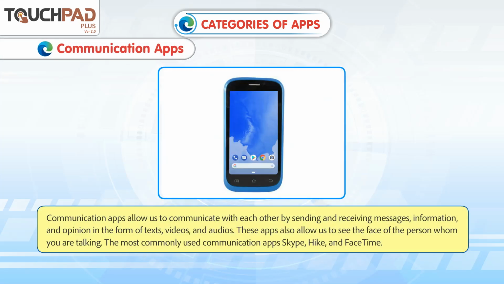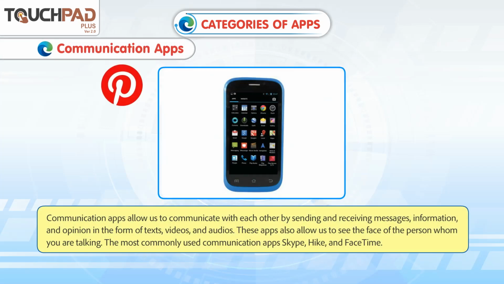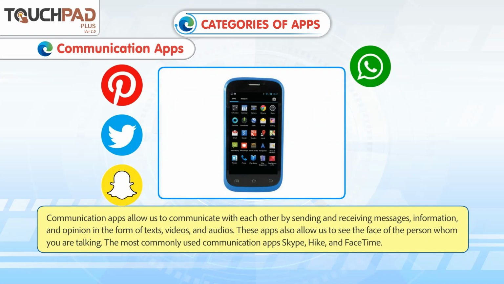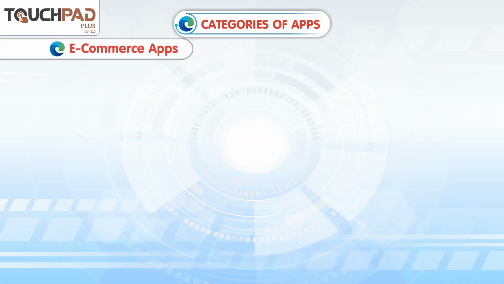Communication apps. Communication apps allow us to communicate with each other by sending and receiving messages, information, and opinions in the form of texts, videos, and audios. These apps also allow us to see the face of the person whom you're talking to. The most commonly used communication apps are Skype, Hike, and FaceTime.